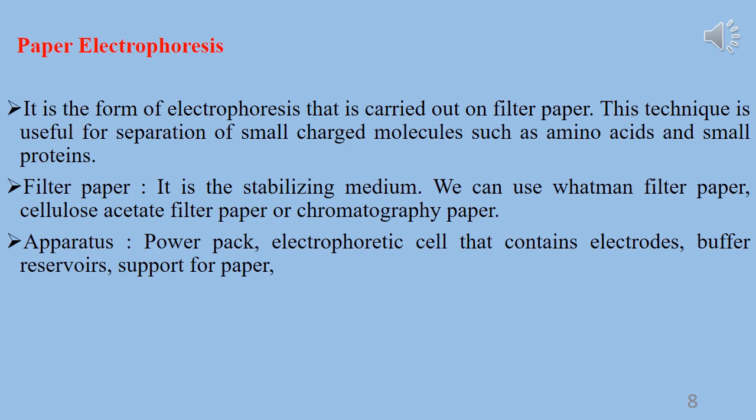Paper electrophoresis. Paper electrophoresis is the form of electrophoresis that is carried out on filter paper. This technique is useful for the separation of small charged molecules such as amino acids and small proteins. In this, filter paper is used as a stabilizing medium, for example Whatman filter paper, cellulose acetate filter paper, or chromatography paper. The apparatus consists of a power pack, an electrophoretic cell that contains electrodes, buffer reservoirs, and finally a support for the paper.